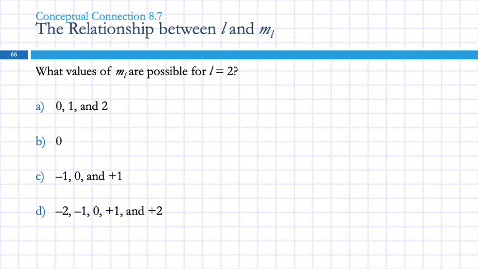So what values of M sub L are possible for L equals 2? Well, this is dumb because they just did this one on the previous slide. So if L equals 2, M sub L can be negative L to positive L. L is 2, so M sub L can be negative 2, negative 1, 0, plus 1, plus 2.